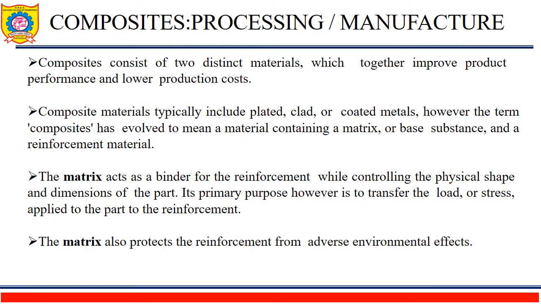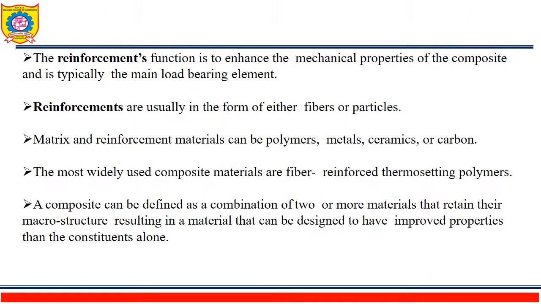The matrix acts as a binder for the reinforcement while controlling the physical shape and dimensions of the part. Its primary purpose, however, is to transfer the loads or stress applied to the part to the reinforcement. The matrix also protects the reinforcement from adverse environmental effects. The reinforcement's function is to enhance the mechanical properties of the composite, and it is typically the main load bearing element. The reinforcements are usually in the form of either fibers or particles.